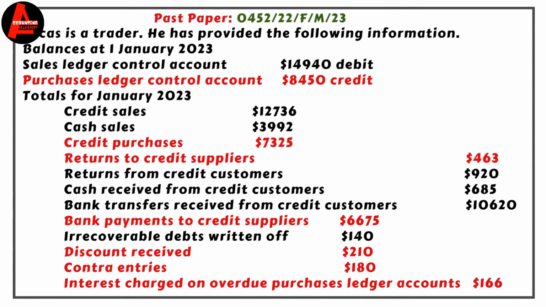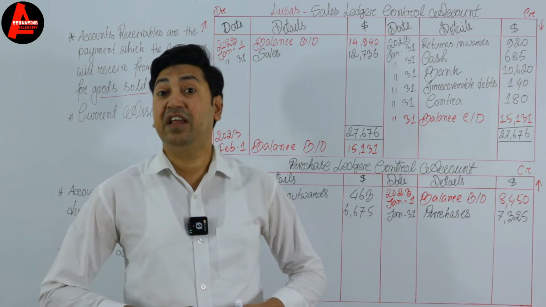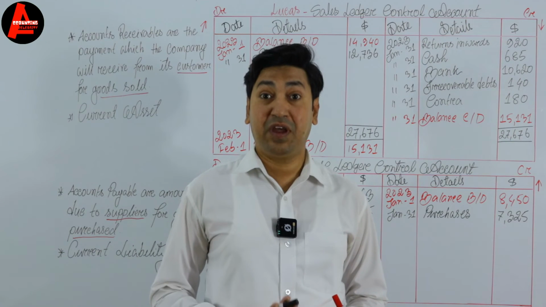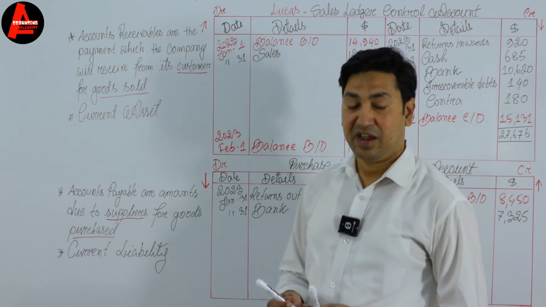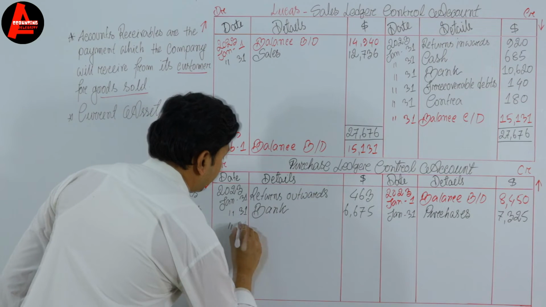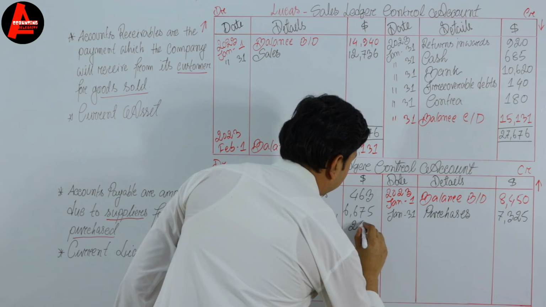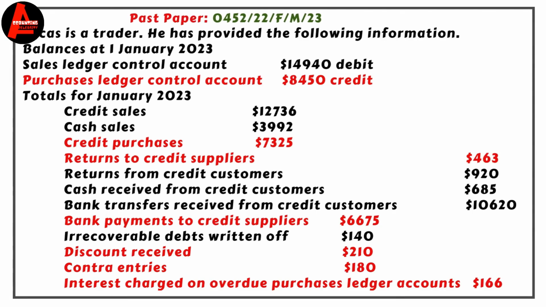We have our next transaction here. Irrecoverable debts written off. It is not related. Discount received $210. Okay, so we receive discount, it is our income. So this transaction will reduce the value of trade payables. So when it is reducing, we will record on the debit side. So let us write here the date first. We will write here discount received $210. Okay, great.